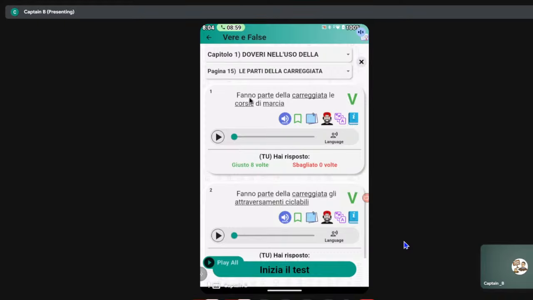Fanno parte della carreggiata le corsie di marcia. Now, part of the carriageway is the movement lane. Right? So part of the carriageway is the movement lane. And it is true, è vero. Corsia di marcia is the corsia di destra. That is the corsia di marcia. So part of the carriageway is the corsia di marcia, which is the right lane. And the answer is vero.